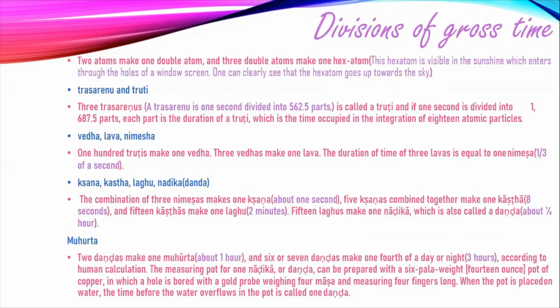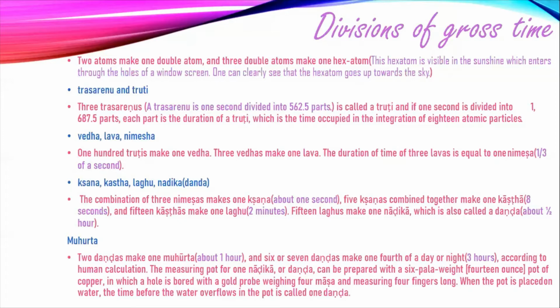Kshana, Kashtha, Laghu, Nadika, or Danda. The combination of 3 Nimeshas makes 1 Kshana, about 1 second. 5 Kshanas combined together make 1 Kashtha, 8 seconds. And 15 Kashthas make 1 Laghu, 2 minutes. 15 Laghus make 1 Nadika, which is also called a Danda, about half an hour.